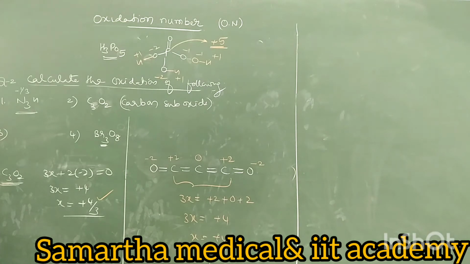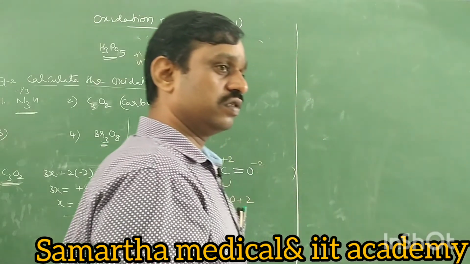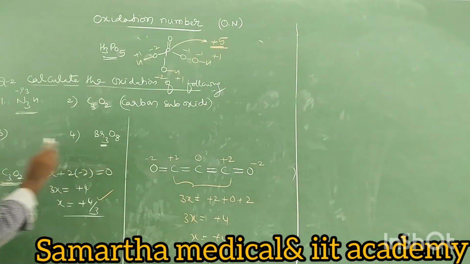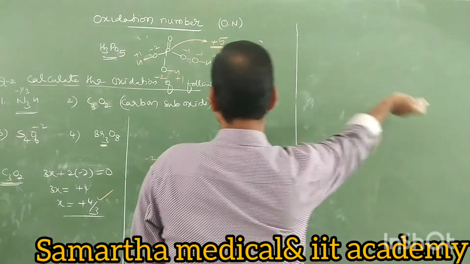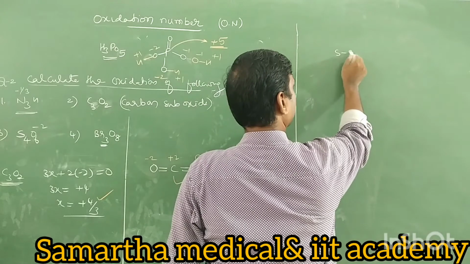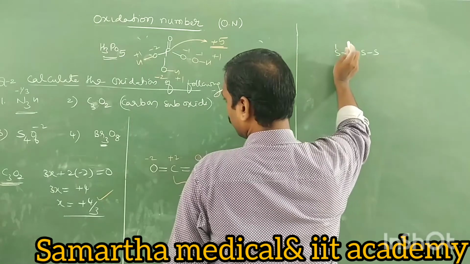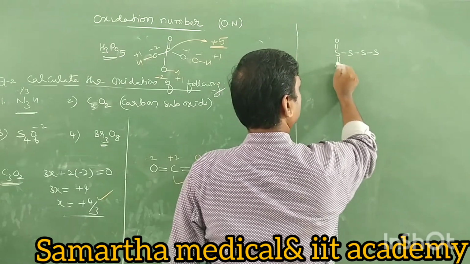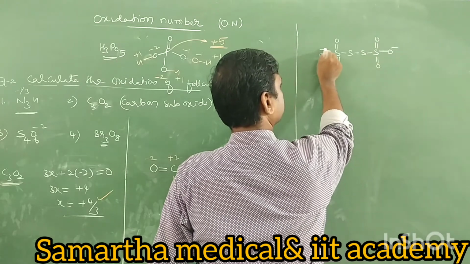Na2S2O3, sodium thiosulfate. Then next, one more reducing agent, tetrathionate. S4O6 minus 2. There are 4 sulfur: 1, 2, 3, 4. And O6, with a double bond here.